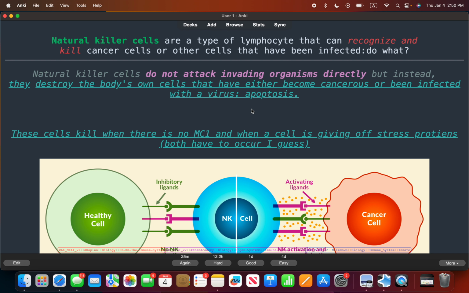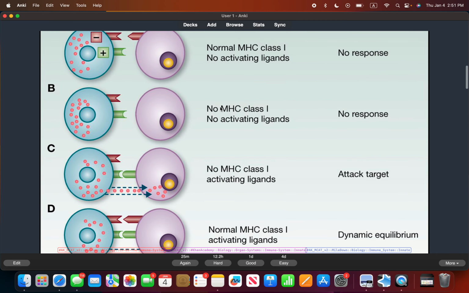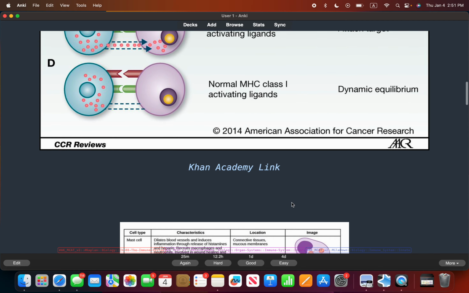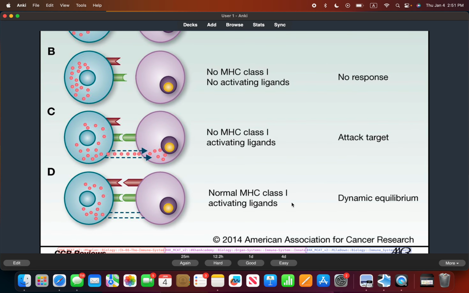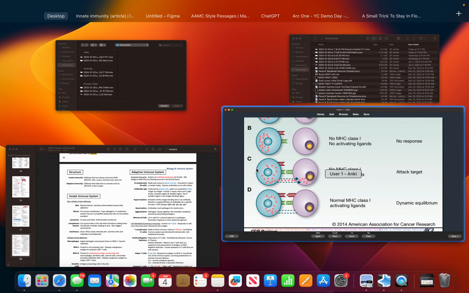And these cells kill when there is no MHC1. So MC1 here, I'm assuming it's MHC1. So they kill when there is no MHC1 and when a cell is giving off stress proteins. So ligands, as we saw here, both of them have to occur because no MHC and activating ligands, then you attack the target. But if there's normal MHC1 and then activating ligands, there's a dynamic equilibrium. That's why the creator of this flashcard was also confused. We asked it there, so that should be enough to see what that is about.